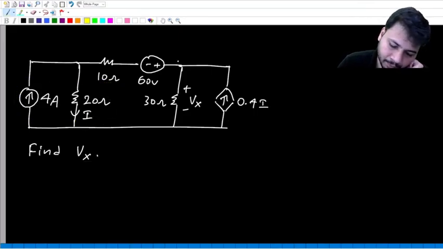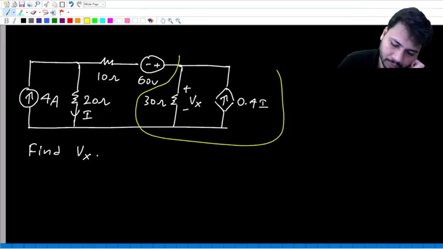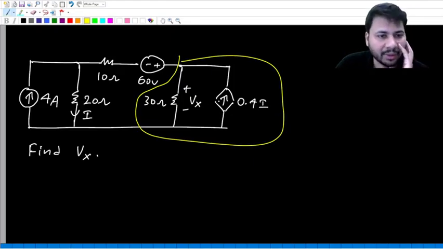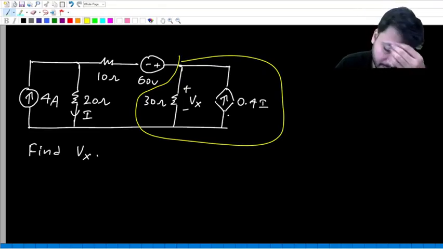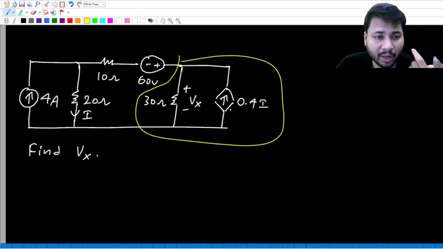And then on the right side, we have this combination: a dependent current source in parallel with resistance. Can we do a source transformation for this? Yes, generally we can. We can transform this into a dependent voltage source in series with a resistance.